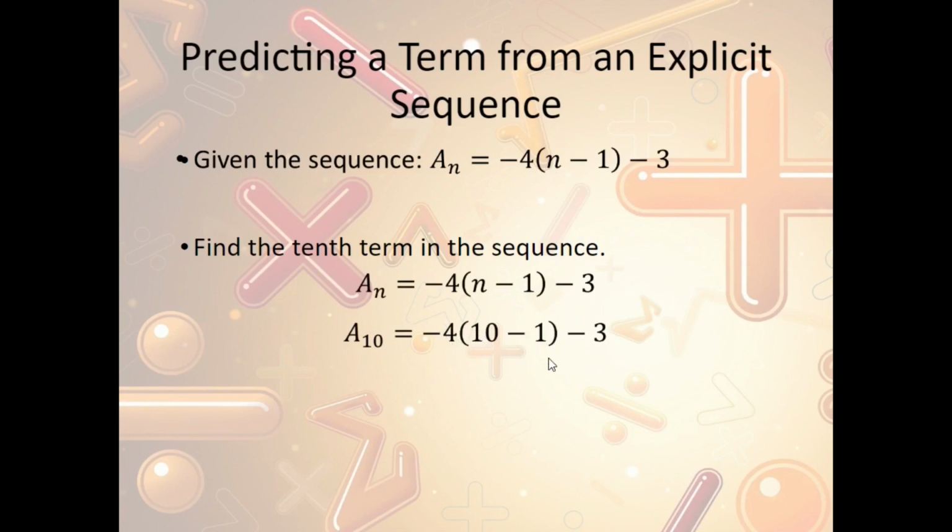Well, 10 minus 1 is 9. So we have negative 4 times 9 minus 3. Well, negative 4 times 9 is negative 36, minus 3. Negative 36 minus 3 is negative 39. So the tenth term in that sequence is negative 39.